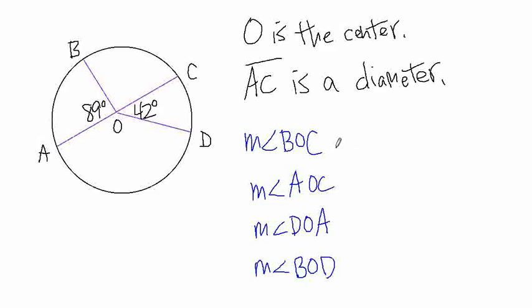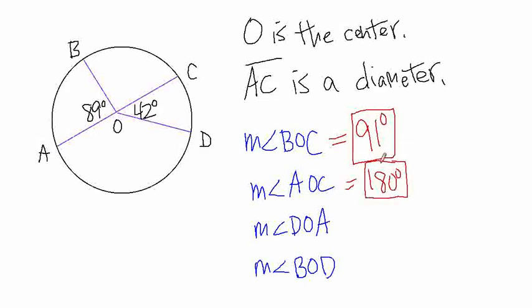Okay, so I'll go ahead and do it as well. So BOC is 180 degrees minus 89 degrees. So 91 degrees. Okay. AOC is a central angle corresponding to a diameter. So 180 degrees is the measure of that central angle. DOA is 180 degrees minus 42 degrees. That's the measure of that angle, I mean. So that's 138 degrees.